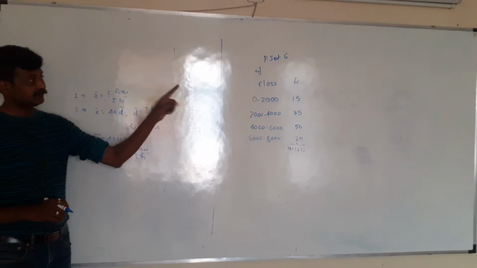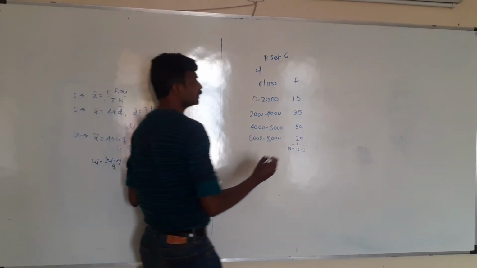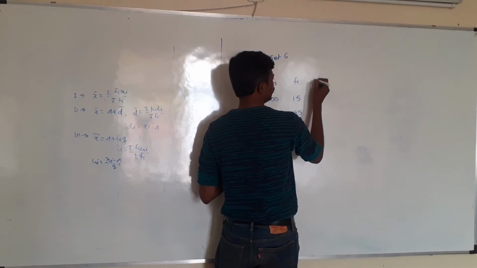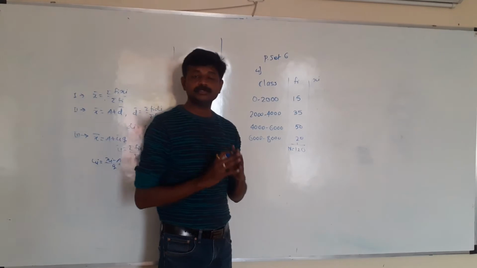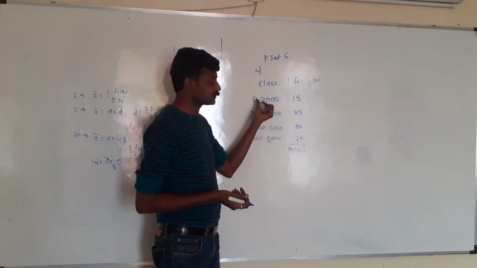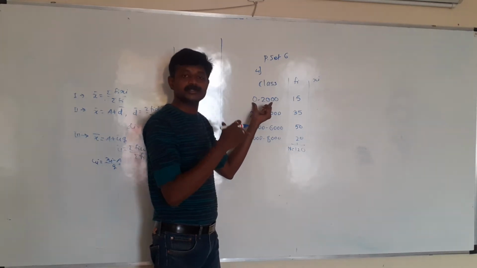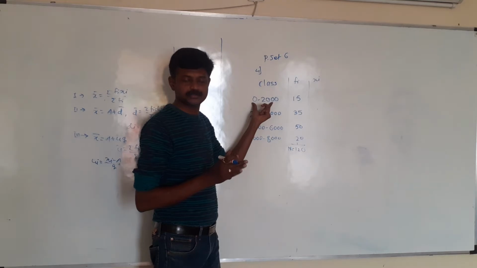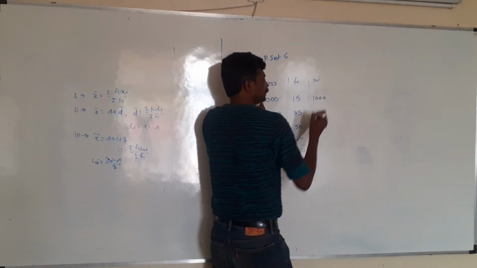So classes are there, frequency is there. We'll be needing xi, that is class mark. So the next column will be xi, class mark. How to get the class marks? Addition of both the limits divided by 2. 0 to 2000 is the class. 0 is the lower limit, 2000 is the upper limit. Addition of both, 0 plus 2000, is 2000. Divide by 2, 2000 upon 2 gives 1000. So the first xi will be 1000.